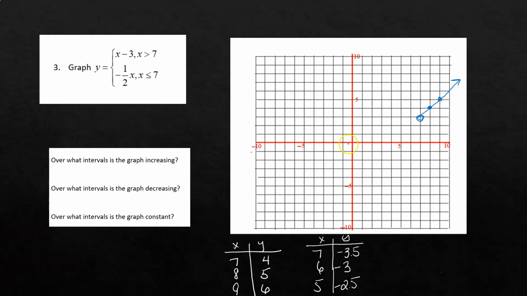So I have 7 and negative 3.5. And this is closed. Then I have 6 and negative 3. Then I have 5 and negative 2.5.